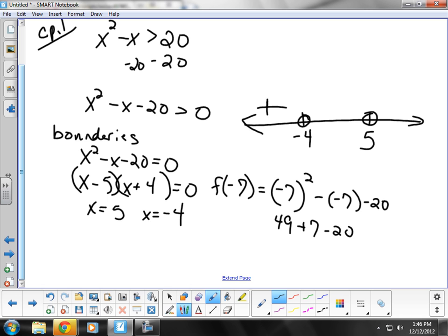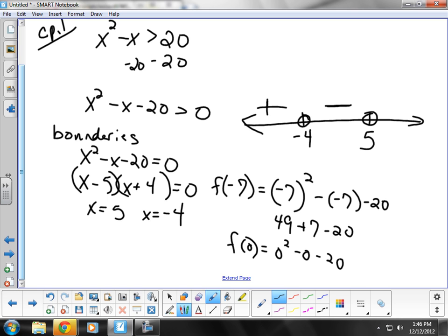Now I need something between negative 4 and positive 5 to check this region. 0's a nice one. Anytime I go from a negative to a positive, I use 0, because 0's what happens with these terms. They just go away, right? So I get 0 squared minus 0 minus 20. So that gives me a negative number. So everything in there is going to give me a negative value. You can check a few other ones if you don't believe me.